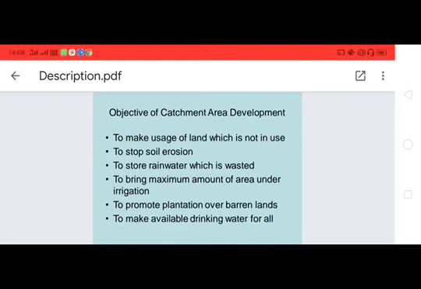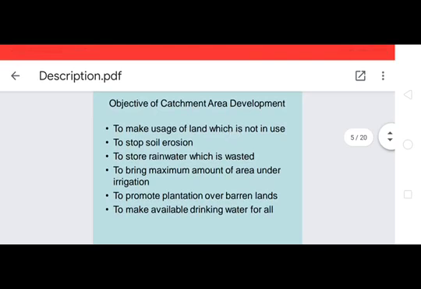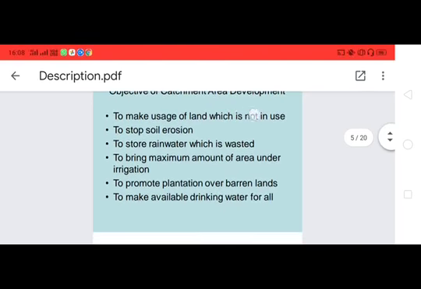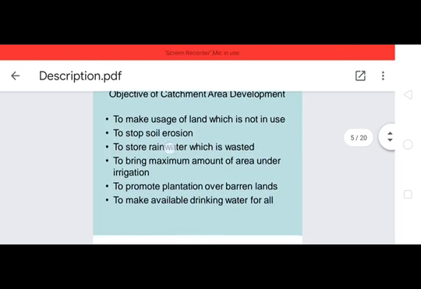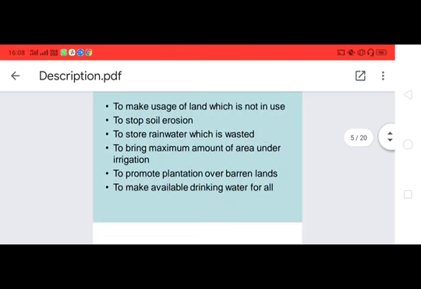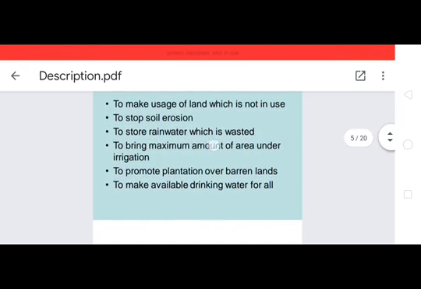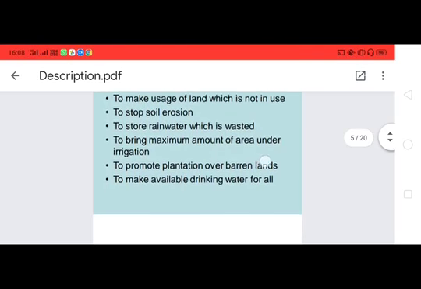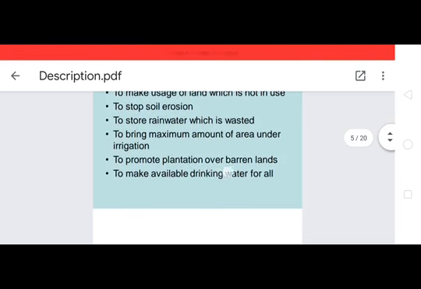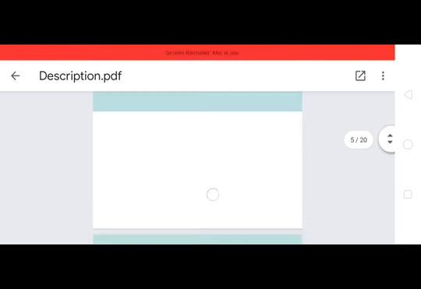Okay, the objectives of catchment area development are, as you can see, to make use of land which is not in use, to stop soil erosion, to store rainwater which is wasted, to bring the maximum amount of area under irrigation, to promote plantation over barren lands, and to make drinking water available for all.